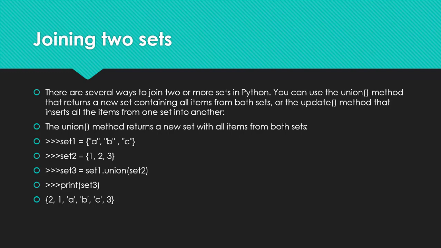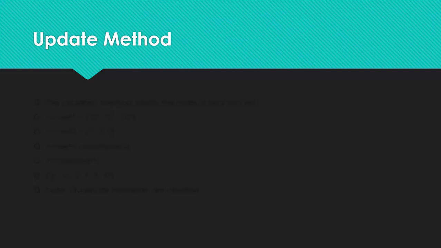So this is basically the syntax here. Set 3 is equal to set 1 dot union set 2. We are basically combining both the sets using the union method. Now the update method. The update method inserts the items of set 2 into set 1, or maybe set 1 into set 2 if we are using it in the reverse order.